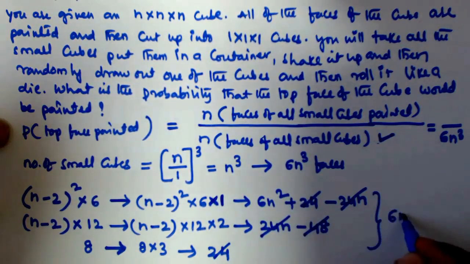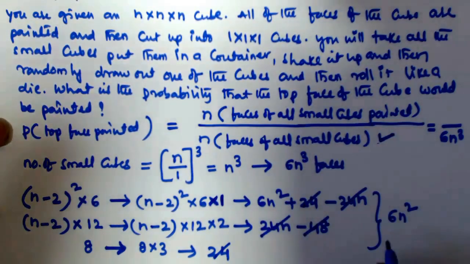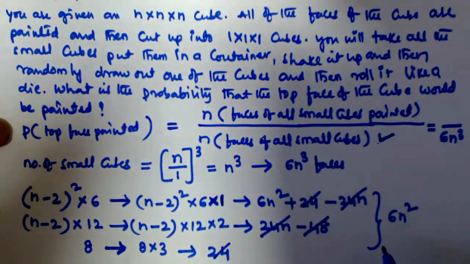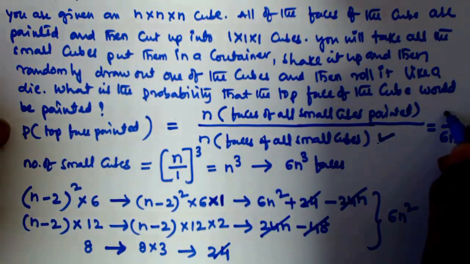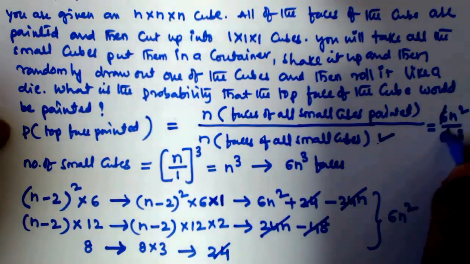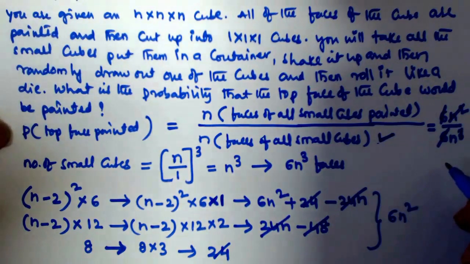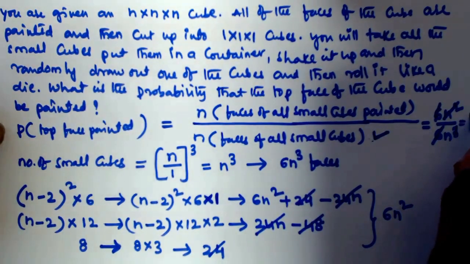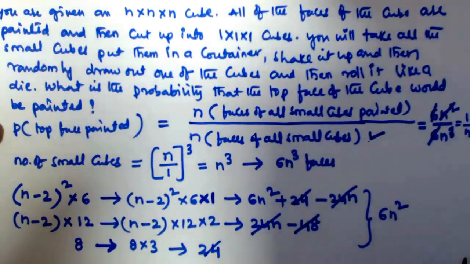So that means the total number of faces which are painted is 6n square, and the total number of faces related to the small cubes is 6n cube. So here we will get 6n square by 6n cube. 6 is cancelled, and n square is cancelled with the n cube, so we are left with 1 by n. This is going to be equal to 1 by n.